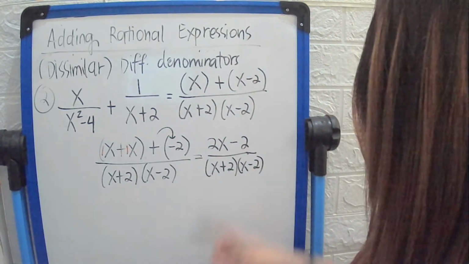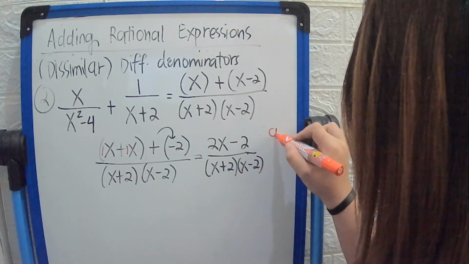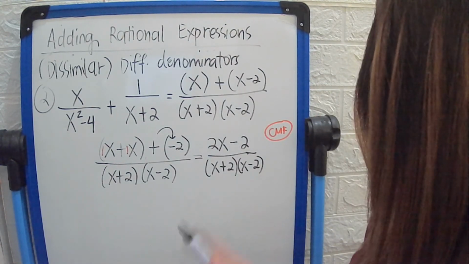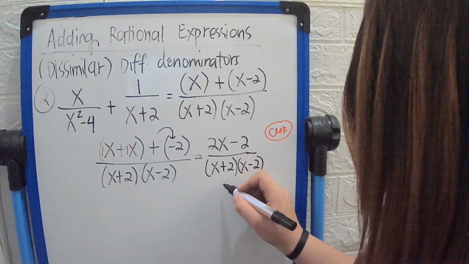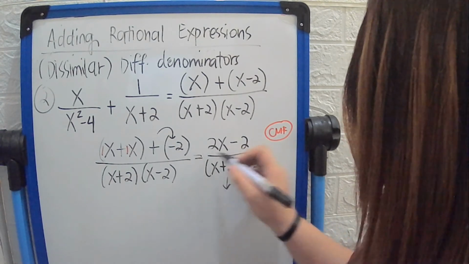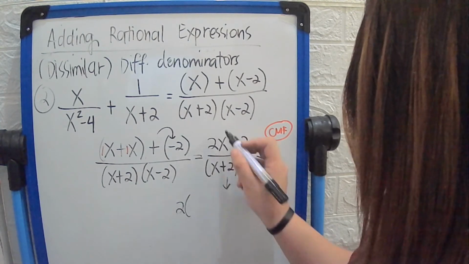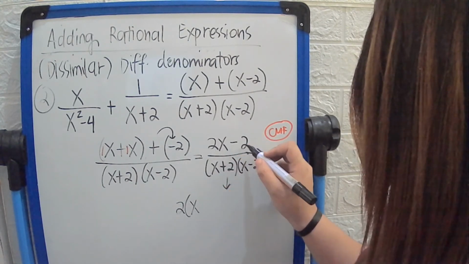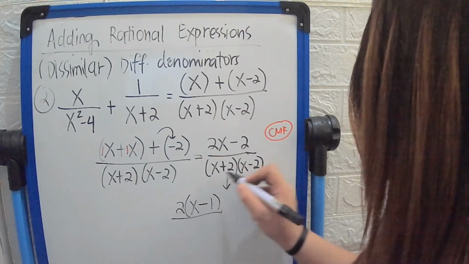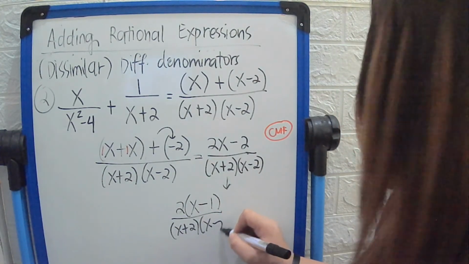Now, your numerator is still factorable. So try to simplify. What I am going to use here is CMF because I can see a common factor to both terms. So let us try to simplify everything here. The common factor here is 2. Then if I divide 2x by 2, the 2 will be cancelled out. You will be left with x. Then minus 2 divided by 2, that is 1. All over the LCD, x plus 2, then x minus 2. I'm sorry.